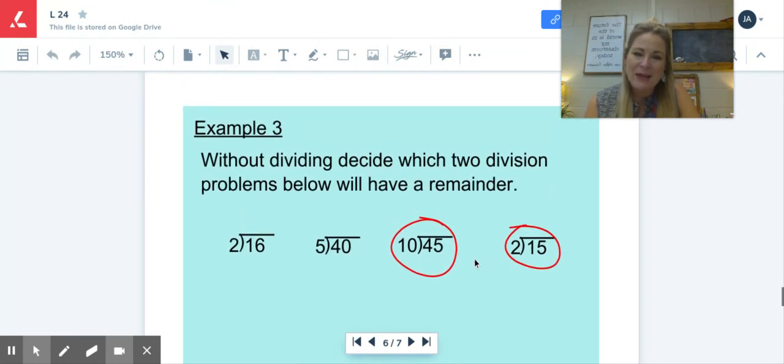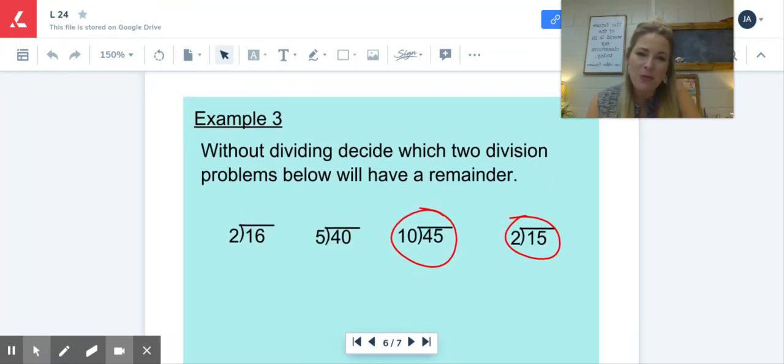And last but not least, let's just stop and pause here for a moment. Without dividing, so I'm asking you to do a little mental math. Without dividing, decide which 2 of these division problems will have a remainder. Obviously, you can see that I've already circled the 2. This is from earlier in math class today. But even though those are already circled for you, just pause for a moment, take a look, make sure you understand why. Can you look at those problems and automatically know that those will have a remainder? Why do you know that? And move forward.